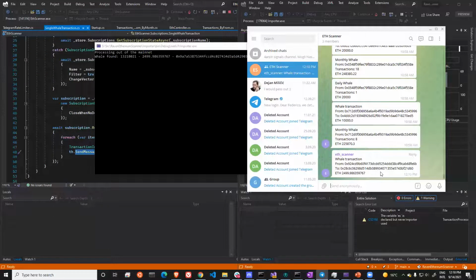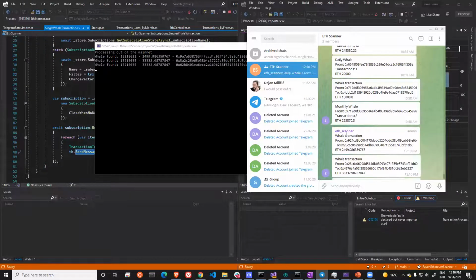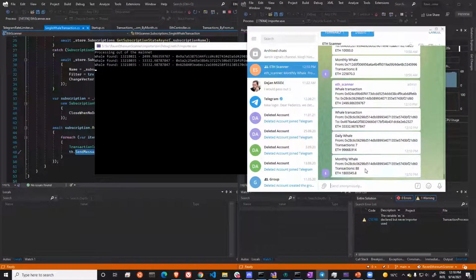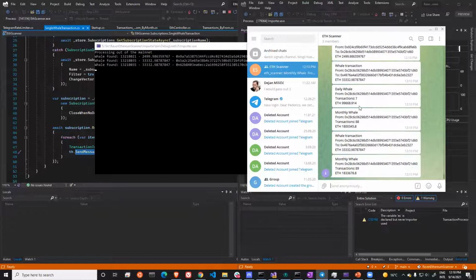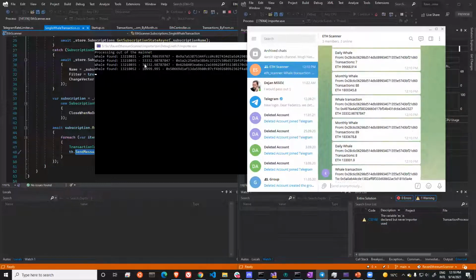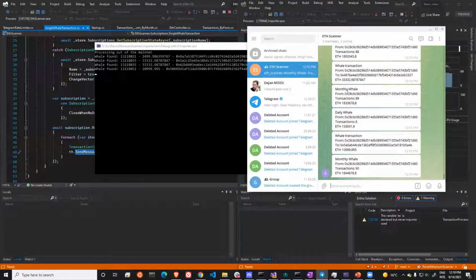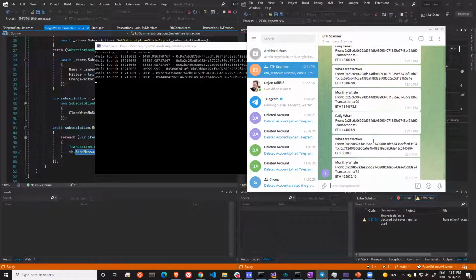We just got a transaction here. This is our timeline, because these two transactions, and here we hit all those conditions because these are big transactions. So these two transactions actually generated an update in the monthly whale and the daily whale too. So we are also getting those.